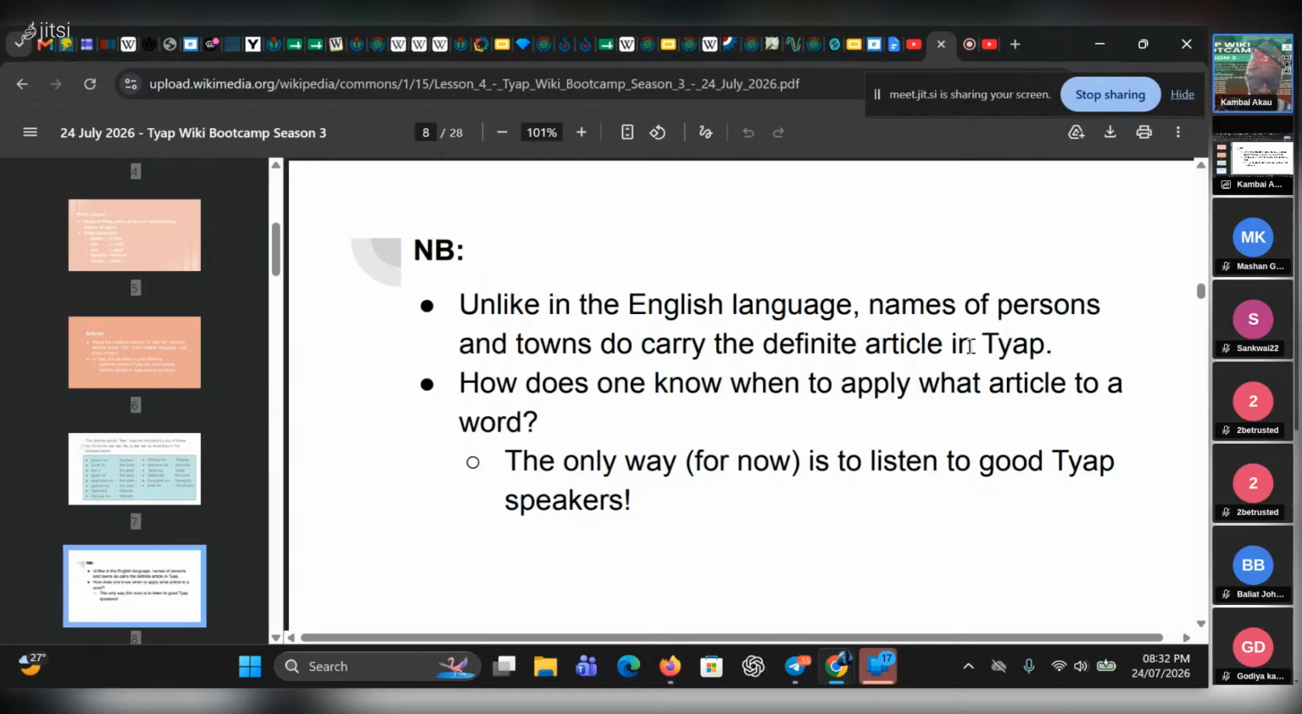So also note that unlike the English language, names of persons and towns do carry the definite article in Tyap. So in English, you don't just say the Kaduna. It sounds awkward. You can't say the France. It is not English. You just say France. You could just say Kaduna. But in Tyap, you use the definite article.